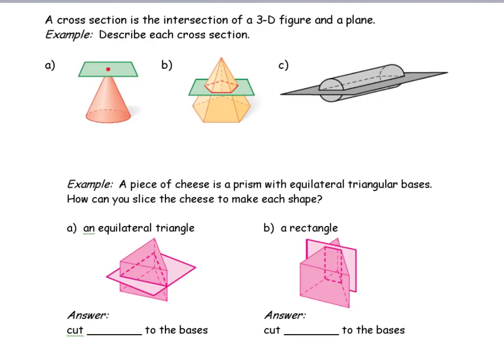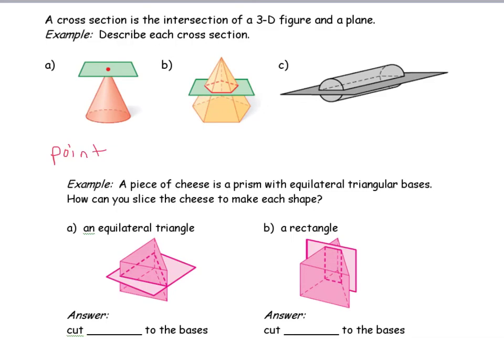So if I cut through this cone with a sheet of paper and I get the very top of it, the image that's going to be left over on that plane is just simply a point. That's the cross section. What image is left over on your sheet of paper, on your plane?